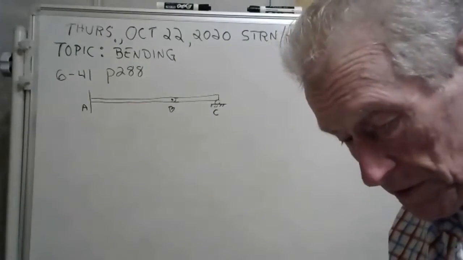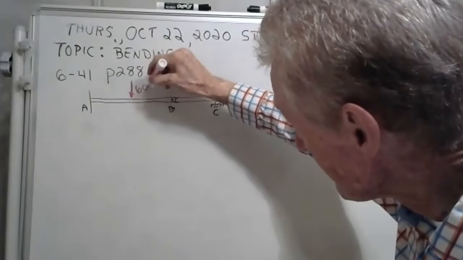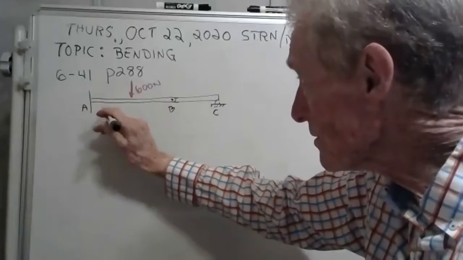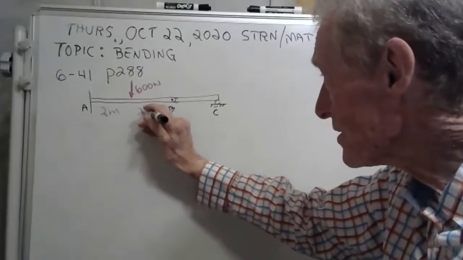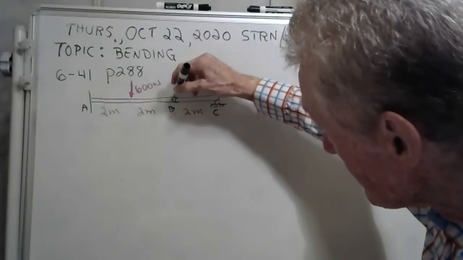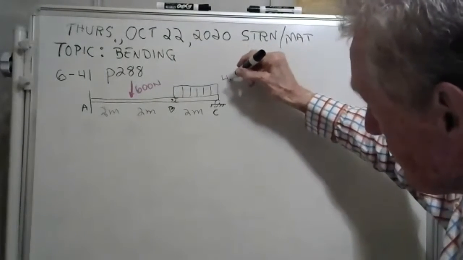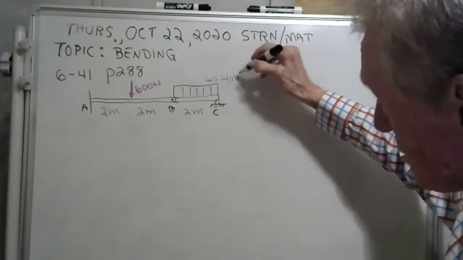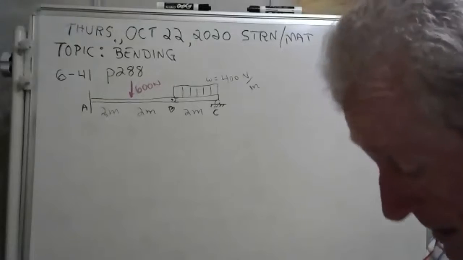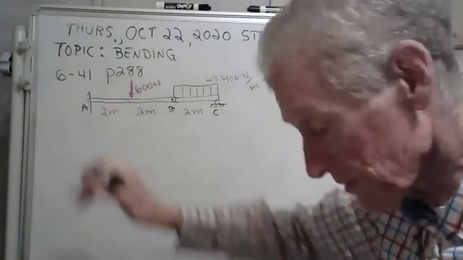And there's a force right there. There's 600 newtons. Let me put that in. And then there's 2 meters here, 2 meters here, and 2 meters here. And you have a distributed load right here of 400. I think they use a little w for distributed load. Newtons per meter. Okay. Well, that's everything. Oh, wait a minute. No, I got that right. That's what they call a fixed connection there at the wall.